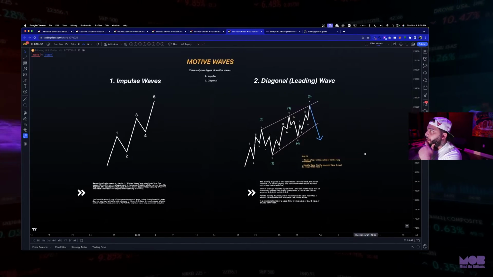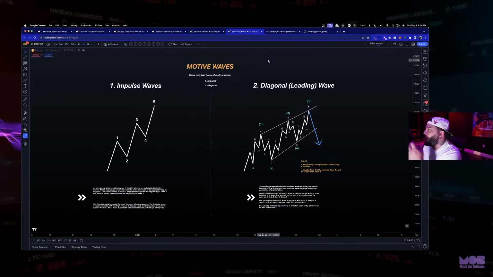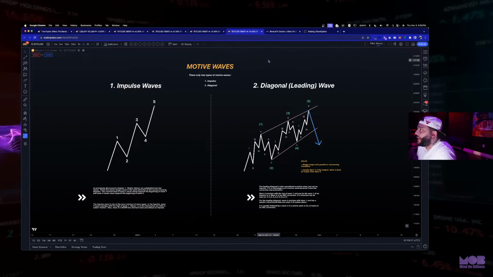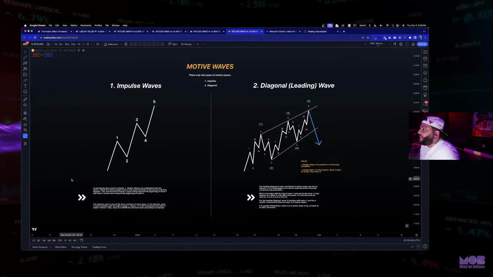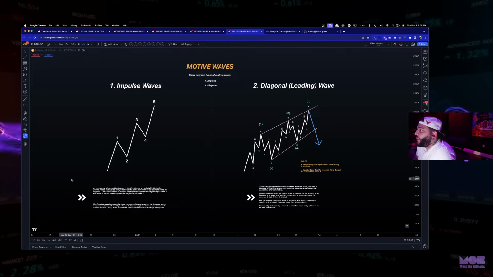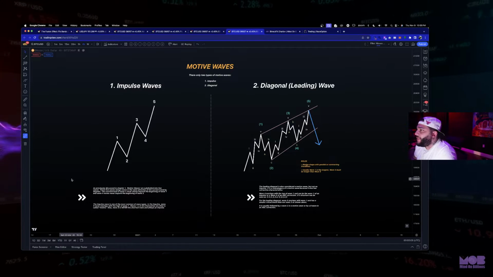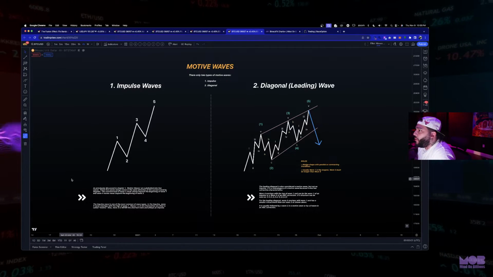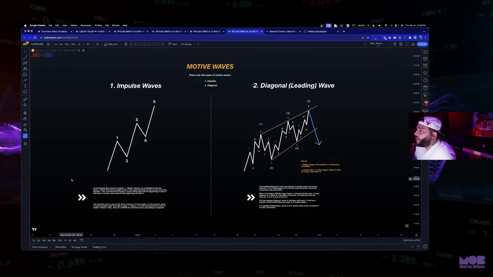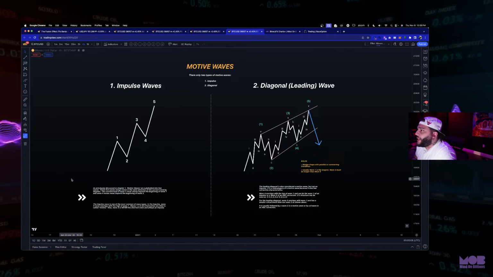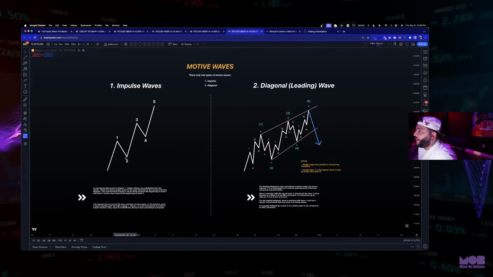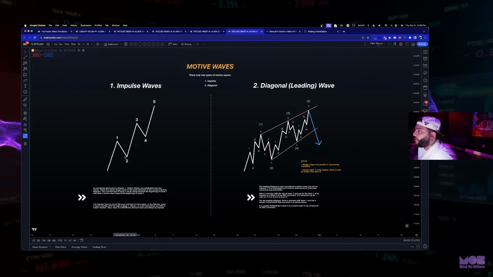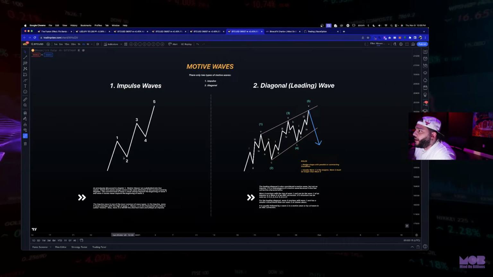Let's talk about motive waves. There are only 2 types of motive waves: impulse and diagonal. Impulse waves: as previously discussed in chapter 1, motive waves are subdivided into 5 waves. These 5 waves always move in the same direction of the current trend by degrees. The counter trend of wave 2, which is this one, is counter trend because it's not going with the trend.